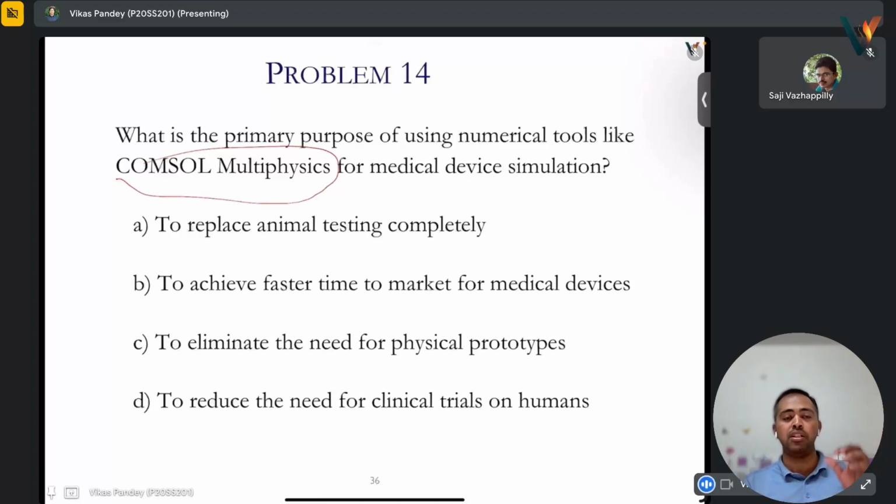So first, do the simulation. Whatever results you get, you understand that you are ready with fewer prototypes. Then you go with the physical prototype. So it is to achieve faster time to market for medical devices. Certainly, animal testing will remain there, ethical clearance will remain there, human trials will be there, but the time for creation of the devices reduces.